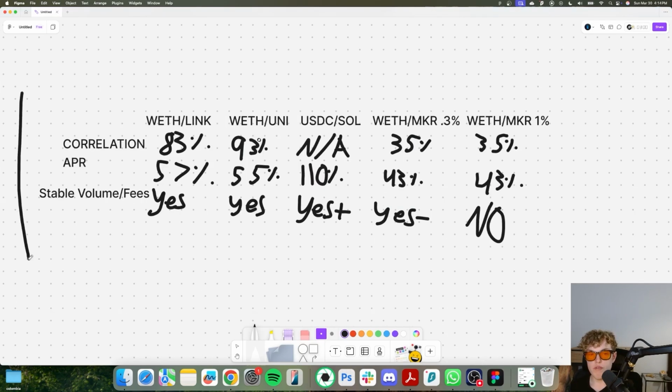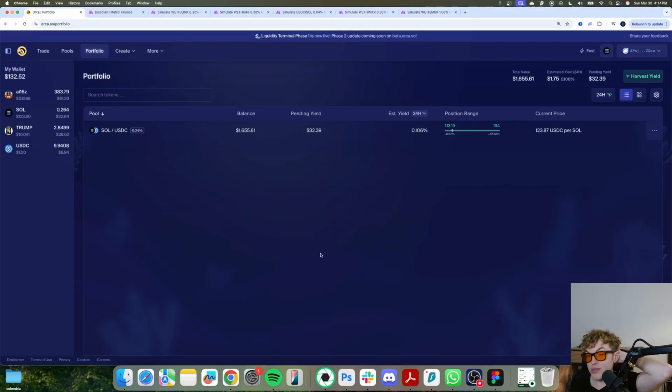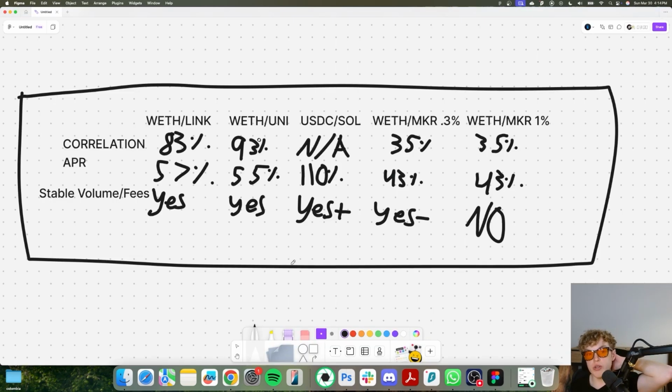So here we have an overview of the assets we looked at. We can see which ones have solid correlation, solid APR, and solid stable volume to fees. Now, right off the bat, after looking at this, it seems like USDC to Solana is the clear winner here. I am entered into this pool, by the way, over on Orca, and it's really cool to see that pool has won this little challenge video I did.